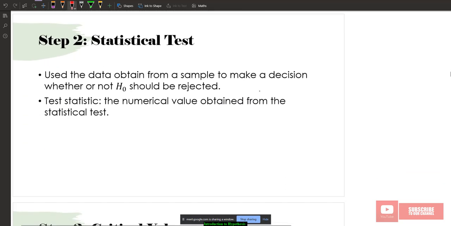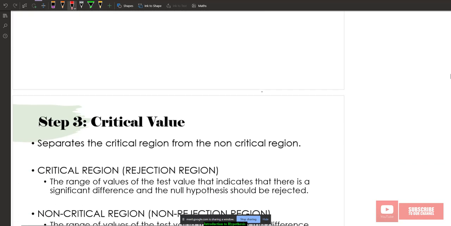Now we look at the statistical test, step number 2. Use the data obtained from a sample to make a decision whether or not the null hypothesis should be rejected. This is the crucial step. We use the data and make a decision based on statistical tests, either Z distribution, T distribution, chi-square or F distribution, to decide whether we accept or reject the null hypothesis. The test statistic is a numerical value obtained from a statistical test.